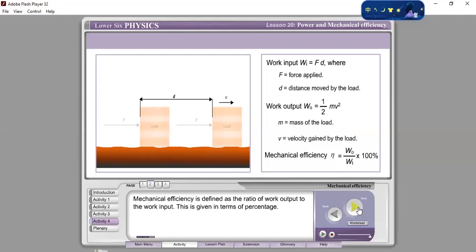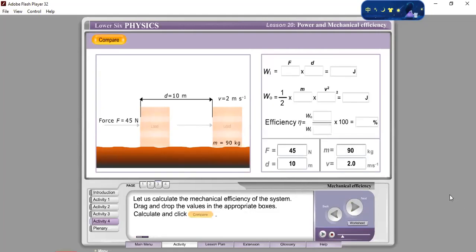So what is meant by efficiency? Efficiency is the work output over work input times 100%. In other words, we also can use energy: energy output over energy input times 100%. Other than work done and energy, we can also use the power output over the power input times 100%. As a conclusion, efficiency is the ratio of output to input in percentage.